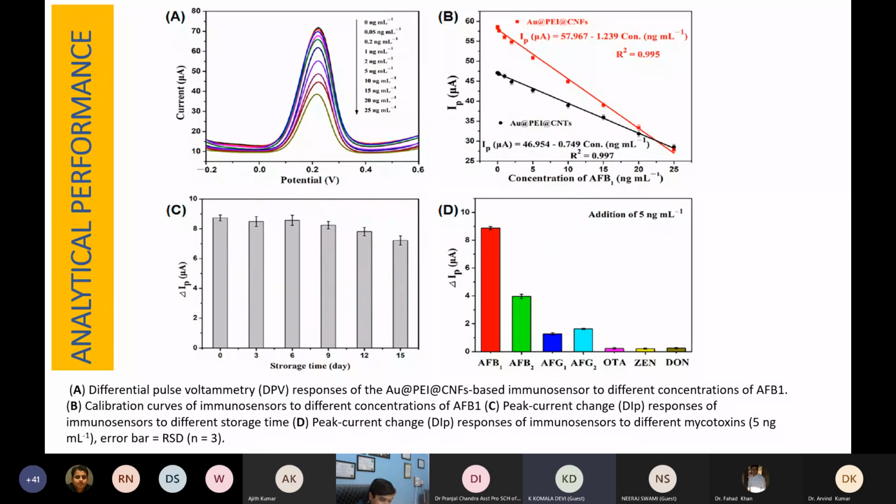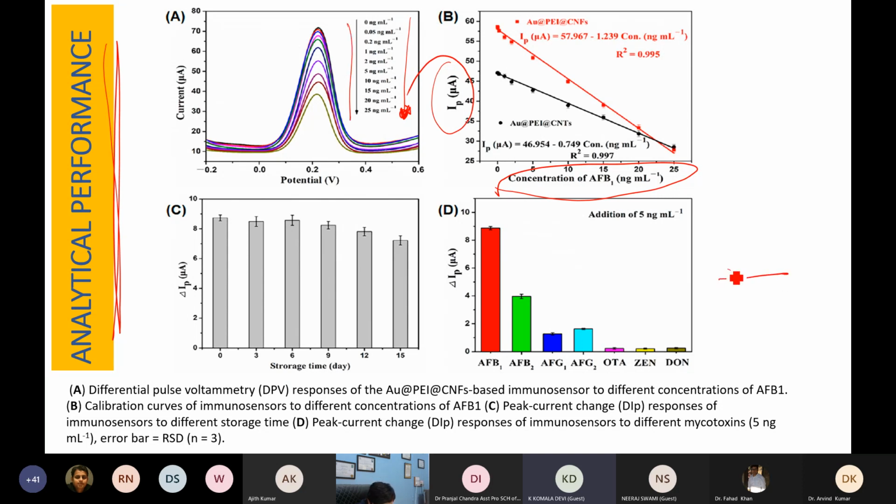Okay. So what is happening, guys? You are increasing the concentration of the target here. You see the analytical performance: the concentration is on the x-axis, and on the y-axis there is a current. So you are increasing the concentration onto the surface. There is a binding like this. This is the surface of the chip. When there is a binding, there is a drop in the current.